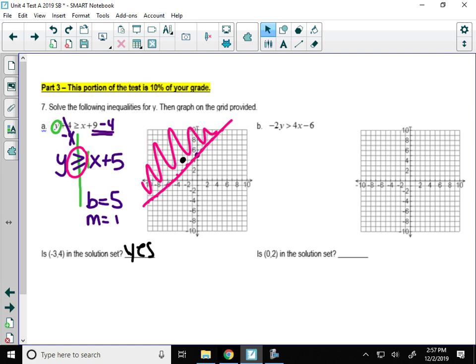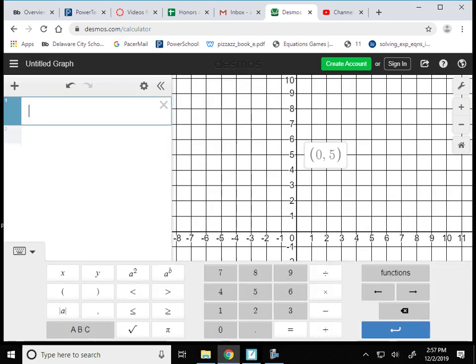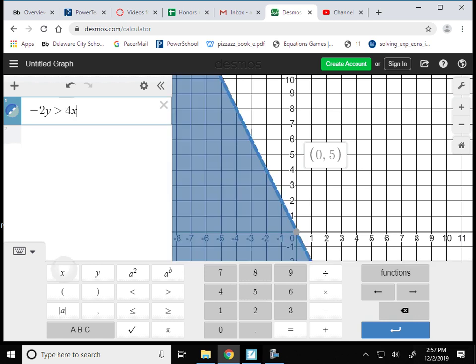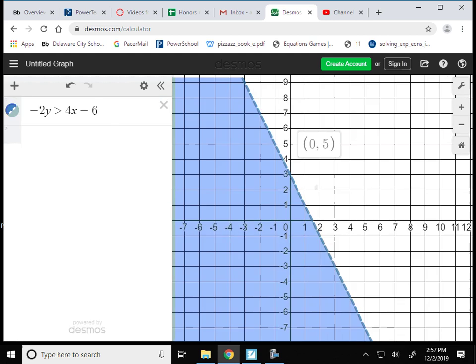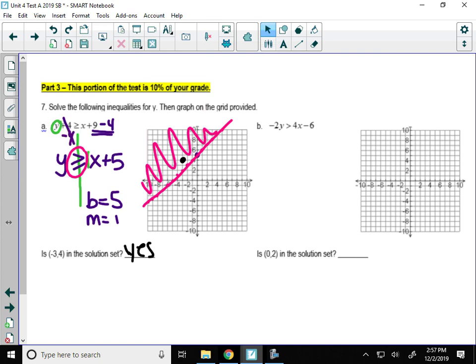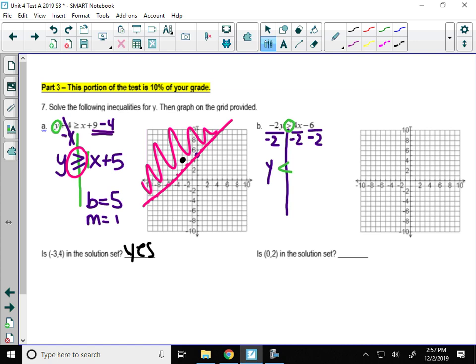All right, B, to start, again, I'm going to graph my original. Negative 2y is greater than 4x minus 6. All right, that's what my graph's going to look like. Now, what I have to do is solve my equation. So I'm going to start. I need to get y by itself. I'm going to divide by negative 2. I'm going to divide every term. Now, when I solve an inequality and divide by a negative, this symbol has to flip its sign.